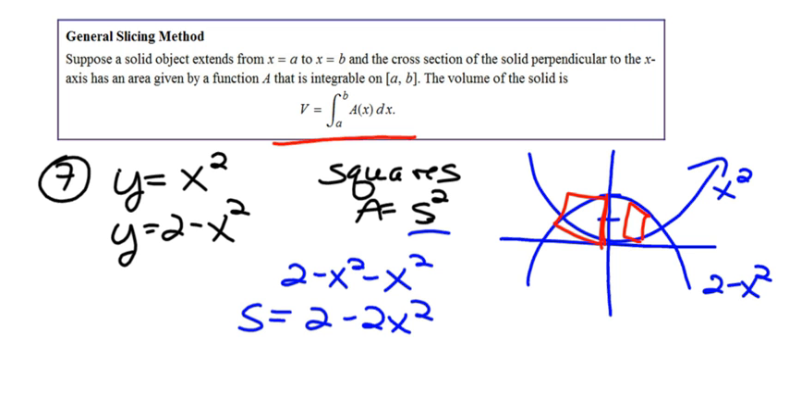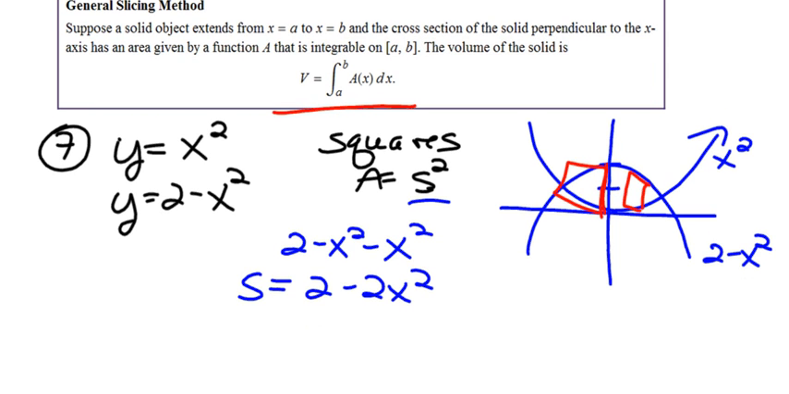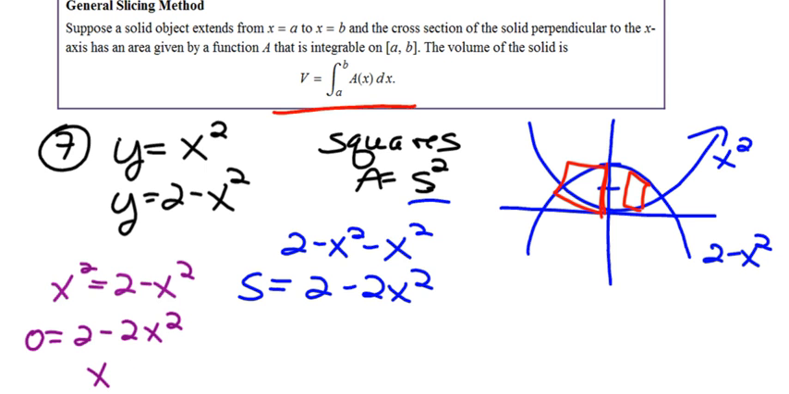The next thing I need to find is A to B. I need to know where these two functions cross. So to find A and B, I'm going to set them equal. Then I move everything over and solve for x, and I should get x is equal to positive and negative 1.